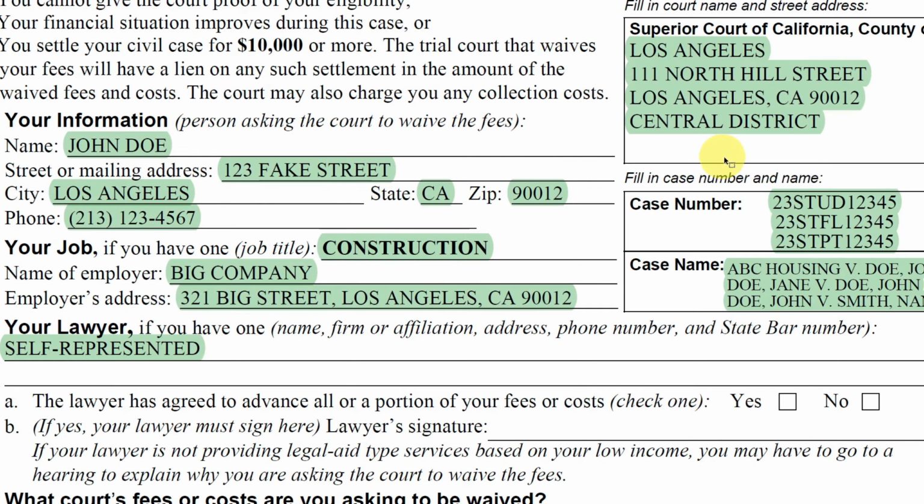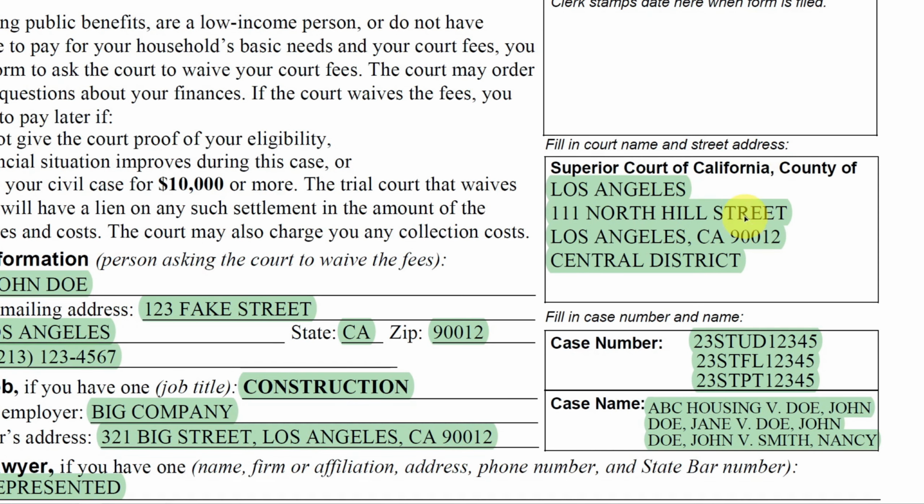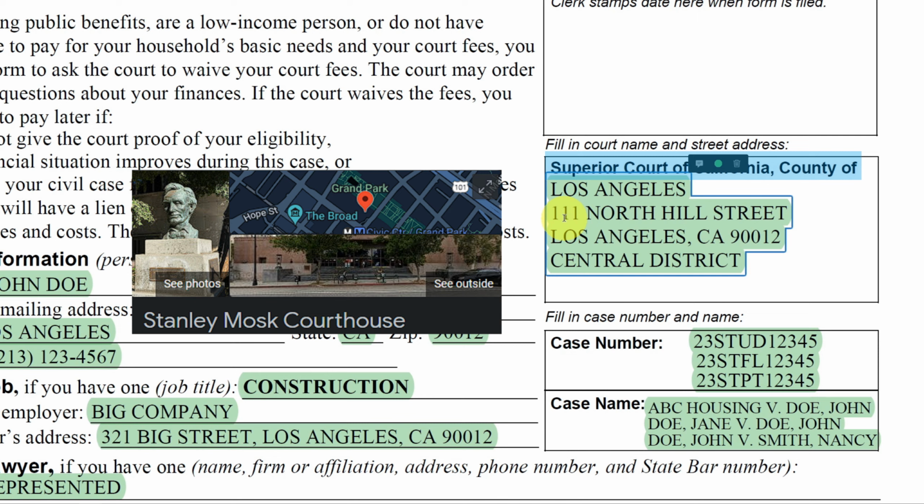So the first thing we're going to fill out here, I'm zooming in. On the right-hand side, you're going to put in your courthouse address. So the very first thing you put in is your county, Superior Court of California County of, and in this example, like I said, it's for Los Angeles County. And then in this example, I'm also using the downtown LA courthouse, and that address is 111 North Hill Street, Los Angeles, California, 90012, Central District.